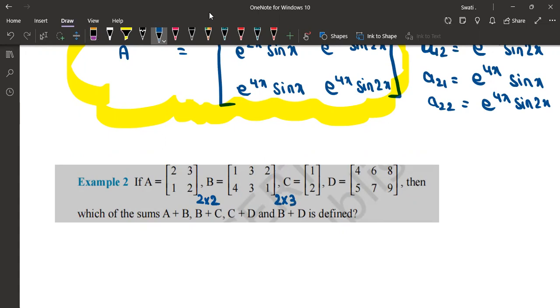Now here, how many rows do we have? We have 2 rows and 1 column, so 2 by 1. Here, how many rows do we have? 2 rows and 3 columns, so 2 by 3. Now the first question is A plus B, right? Is it defined? That is what we have to check.